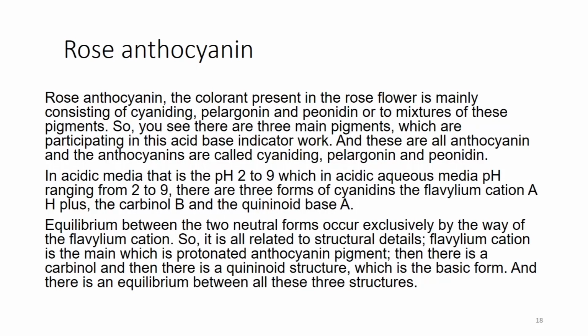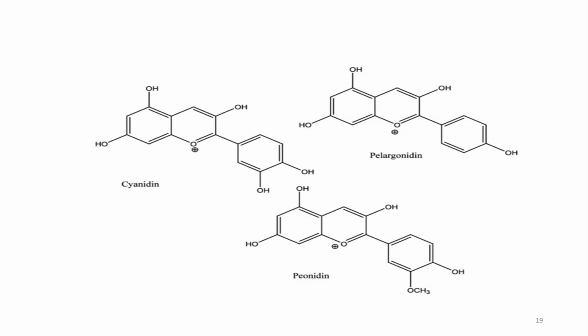Flavylium cation is the main, protonated anthocyanin pigment. Then there is a carbinol, and then there is a quinoid structure which is in the basic form. And there is a constant equilibrium between all these three structures, and they indicate the entire range of pH from 2 to 9.